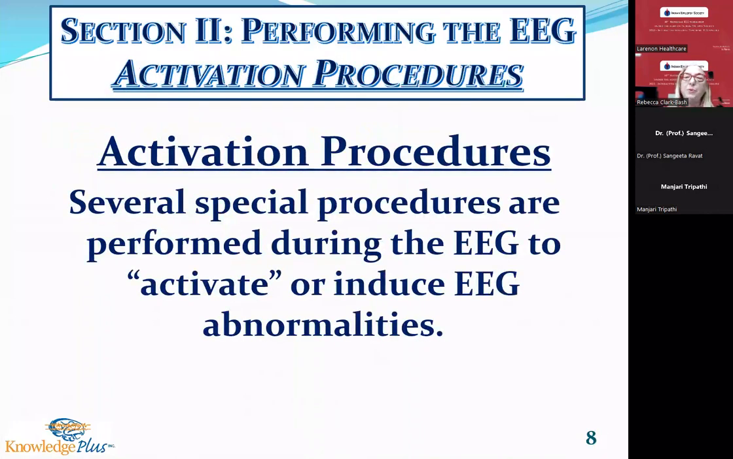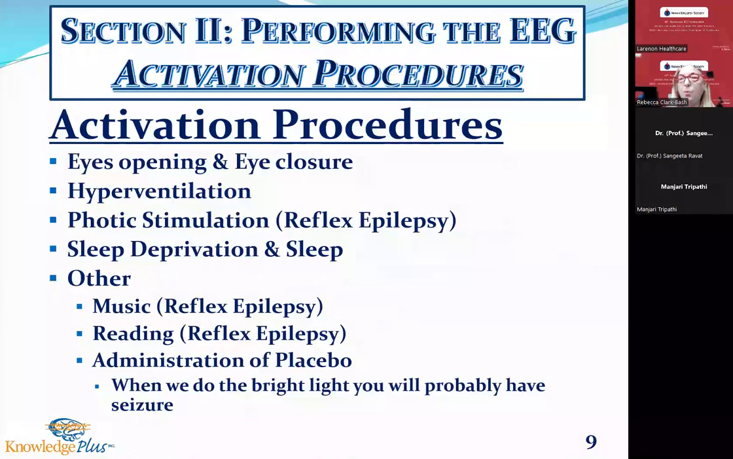So during the test, we're going to do several procedures to try to activate or induce EEG abnormalities. We already talked about eye opening and eye closure. I like to do that 3 times, 4 times before I start any activation. And then hyperventilation, photic stimulation that triggers reflex epilepsy, sleep deprivation and sleep. And then there are other activation procedures that are not part of our routine studies, but they are activation procedures when indicated.